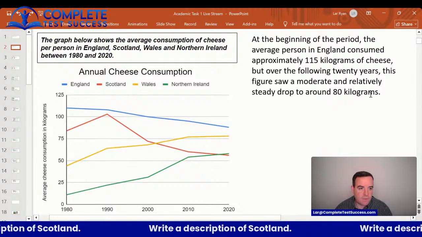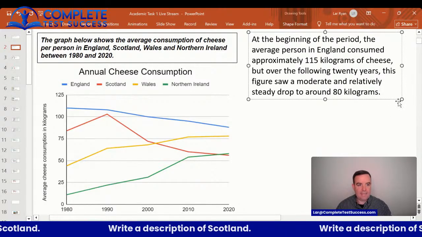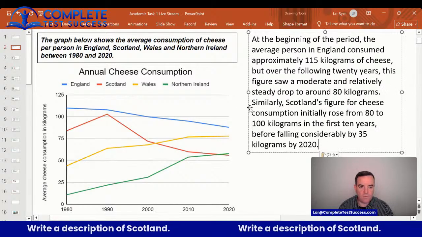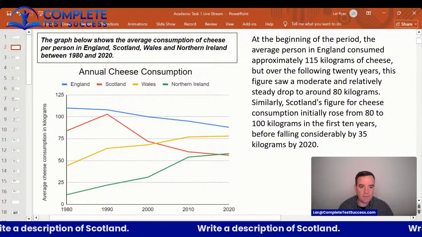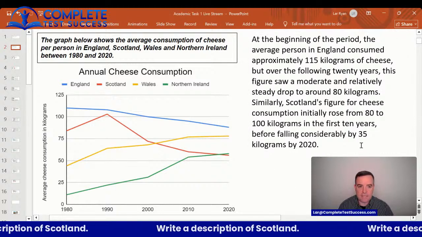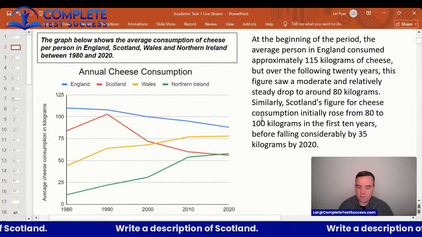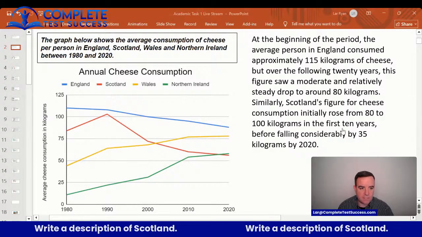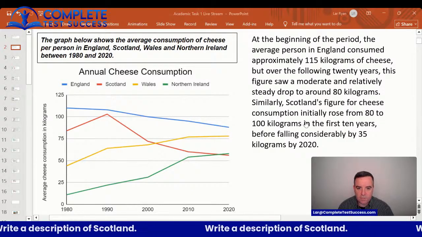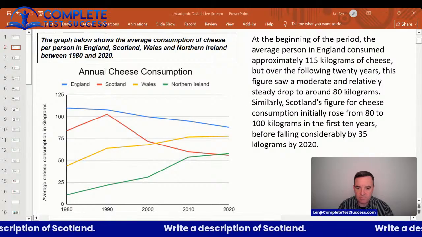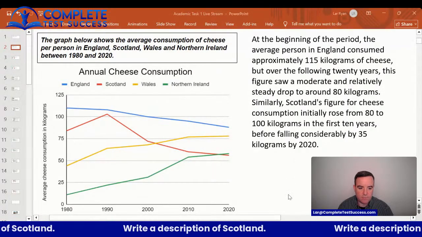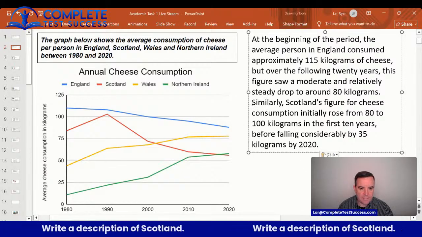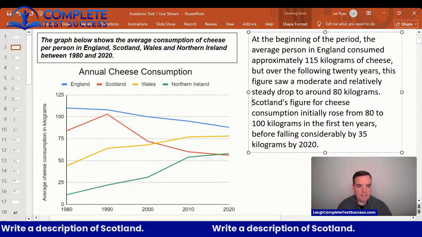So the first thing I'm concerned about when I look at this one is the word similarly. What is similar? Why are we using the word similarly? Like what is similar to what? Scotland is similar to England because it rose from 80 to 100. Well, no, that's not similar. That's different. That's not what happened in England. So the word similarly here, we're saying that something is similar, but what is similar? What are we trying to highlight with that word? So that's unclear. That's not appropriate. So I'm going to remove that.